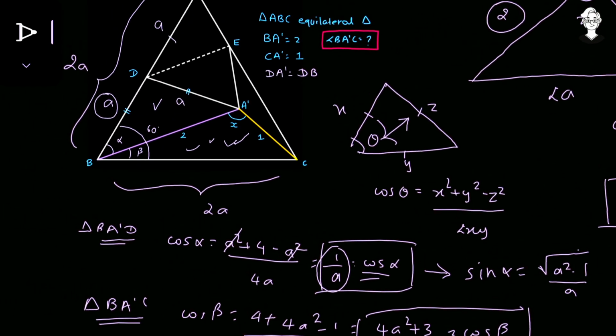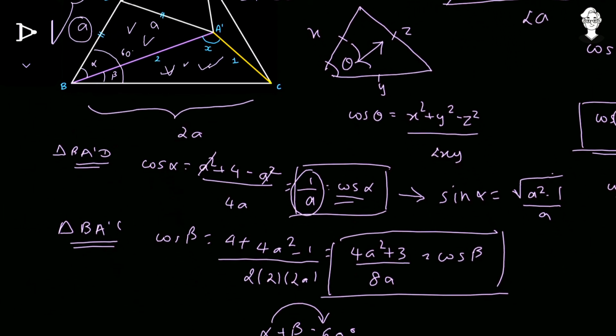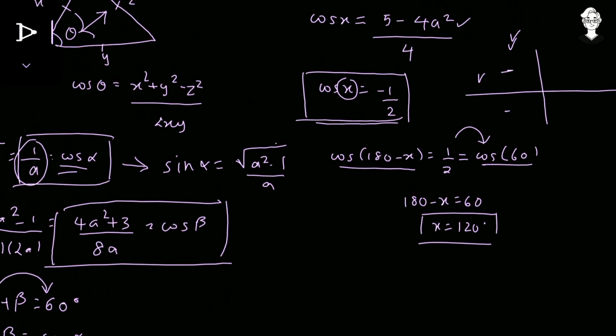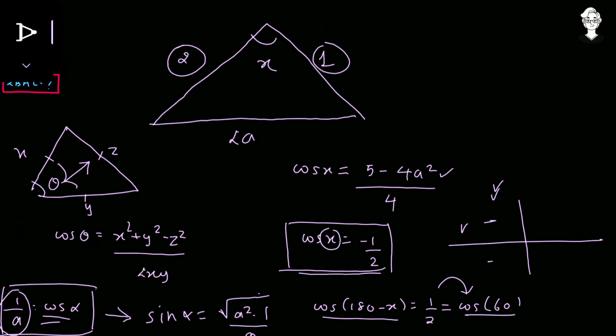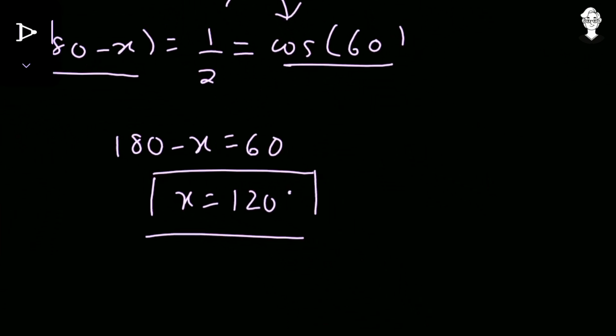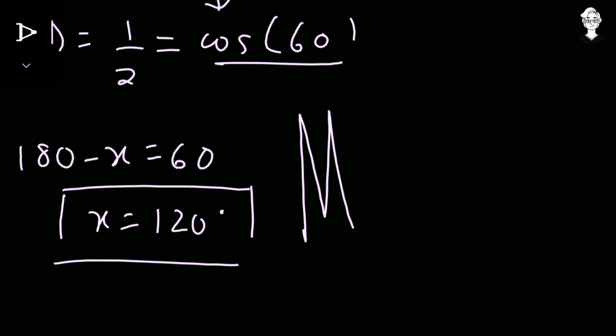What we did is apply the cosine rule in this triangle to get the value of a. As we got the value of a, we again applied the cosine rule in that other triangle to get the value of x. And at last we got negative 1 by 2, so it's a kind of simple trigonometric thing to be solved, and we get that x is equal to 120 degrees, and that's the answer.